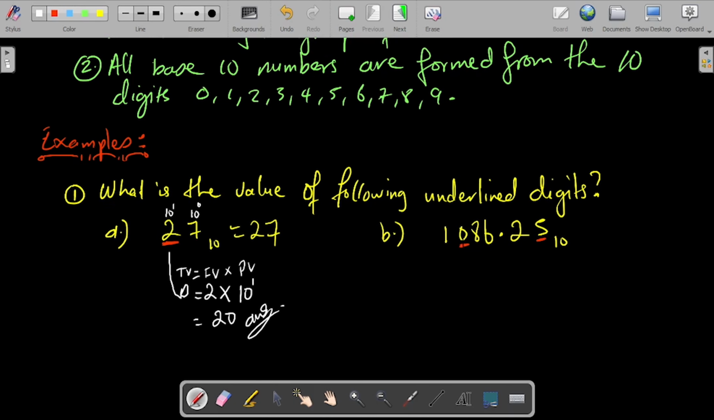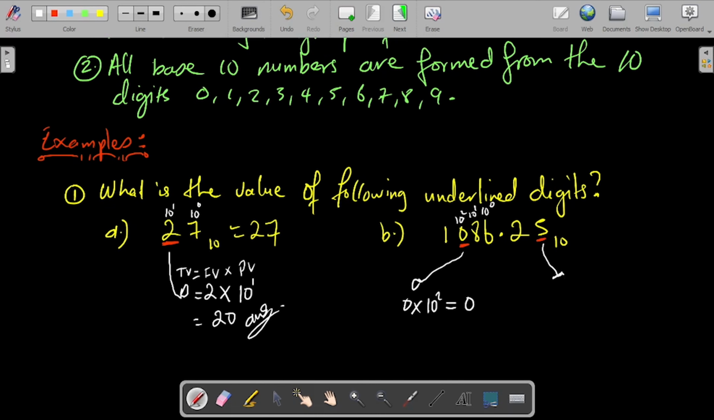1086.25 base 10. So we have the 0. So the face value of the 0 is 0, okay, times the place value. Well, let's see. So this is 10 to the power of 0, 10 to the power of 1, and 10 to the power of 2, or 10 squared, right? So it would be 0 times the place value, which is 10 squared, and 0 times 10 squared is 0, because any number multiplied by 0 is 0. So it would be 0 times 10 squared, which is equal to 0.